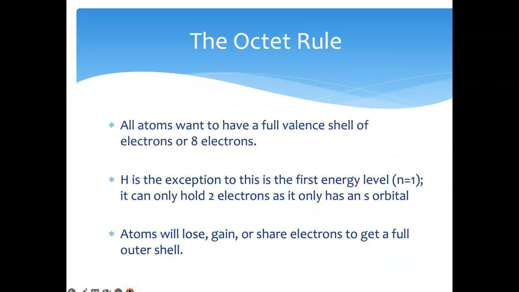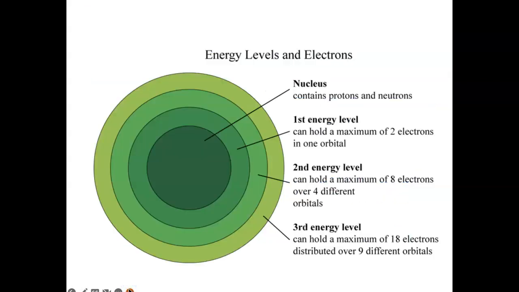Keep in mind that all atoms, with the exception of hydrogen and helium, follow the octet rule. They all want 8 electrons in their outermost energy level. And as we move forward in chemistry this semester, we're going to pretty much be looking at those electrons in that outermost energy level, the valence electrons.